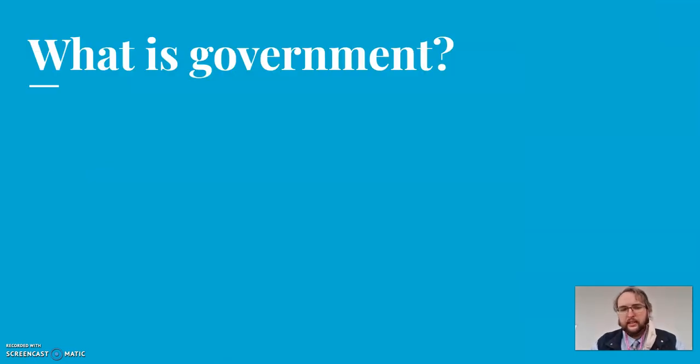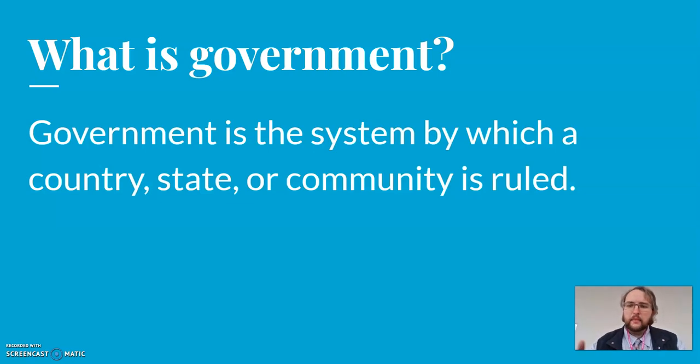So the first question that we need to answer is, what is government? Okay, government is the system by which a country, state, or community is ruled. So it's the system that's in place to create rules, to create laws for a country, a state, or a community. If you need more time to jot down the notes at any time, just pause the video and then press play again to continue. So government is the system by which a country, state, or community is ruled.